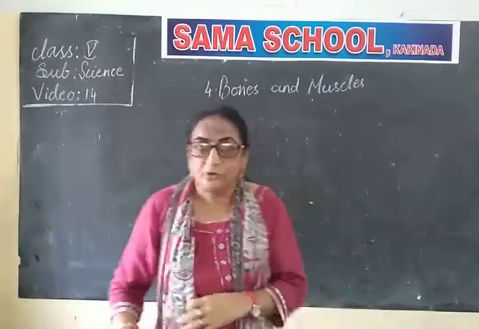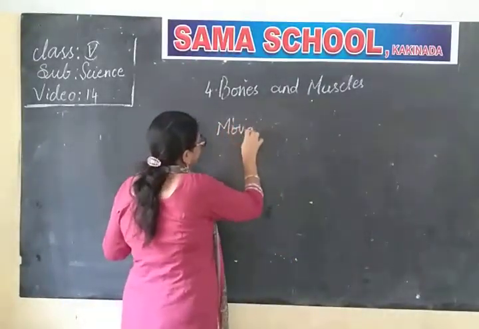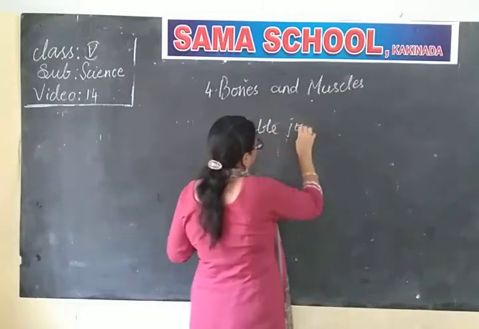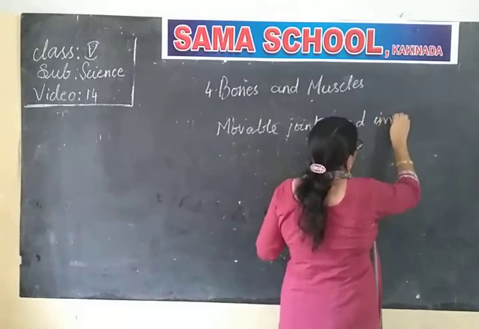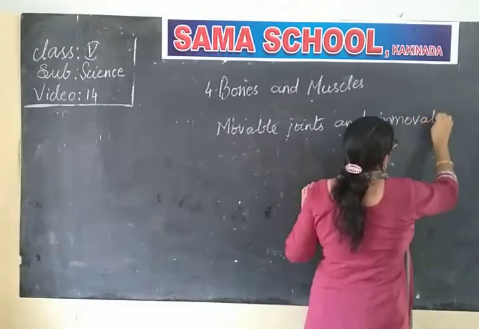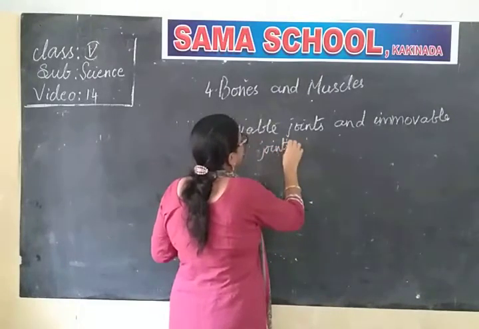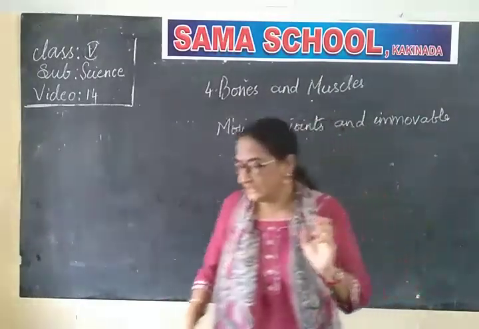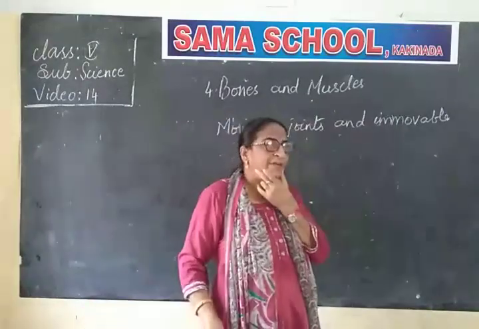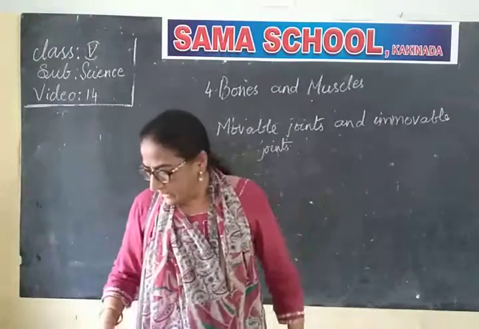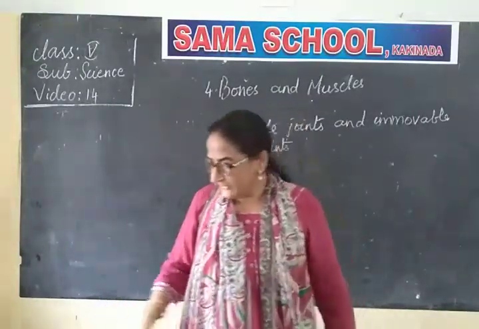There are two types of joints: movable joints and immovable joints. How many types of joints are there? Movable joints and immovable joints. Let us learn about these types. I told you that in the face we have only the lower jaw as the movable part. Most of our joints are movable.